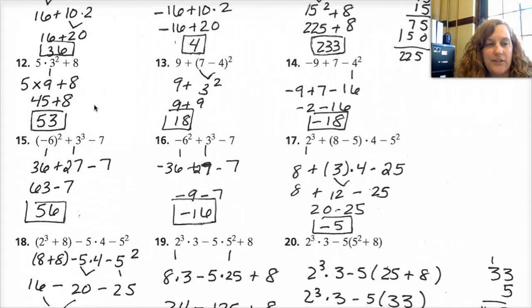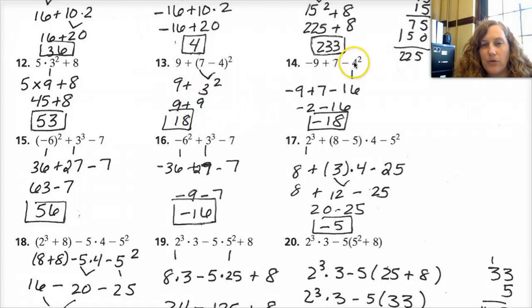12. 5 times 3 squared plus 8. We have an exponent. 3 squared is 9. And then we do 5 times 9 is 45. Add the 8, 53. We have a grouping. 7 minus 4 is 3. 3 squared is 9. 9 plus 9 is 18.